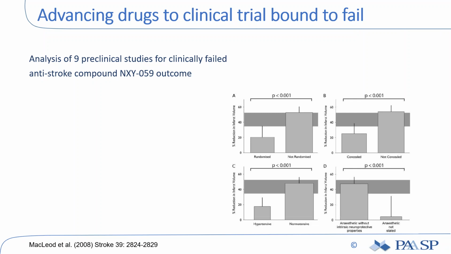And stroke is mostly something not occurring in otherwise healthy people, but in most cases on the background of an existing chronically elevated blood pressure, hypertension. Well, in animals, the drug worked very well in normotensive animals, but it did not work in animals with concomitant hypertension. So, with hindsight, this drug should have never proceeded to clinical studies in people.